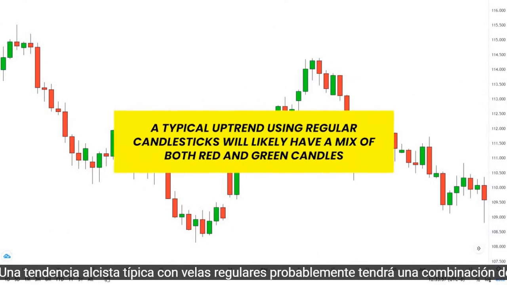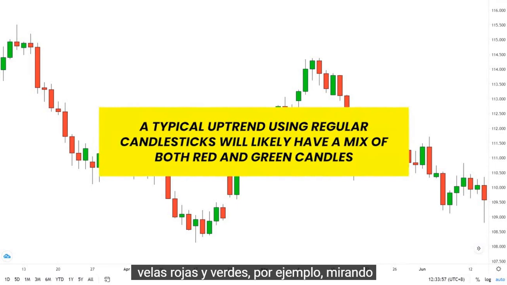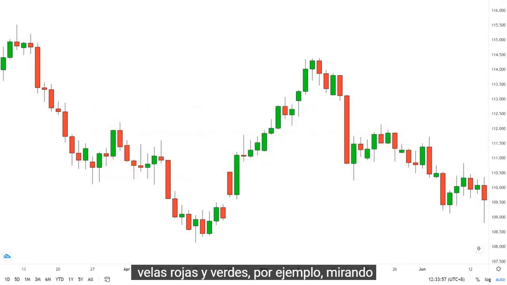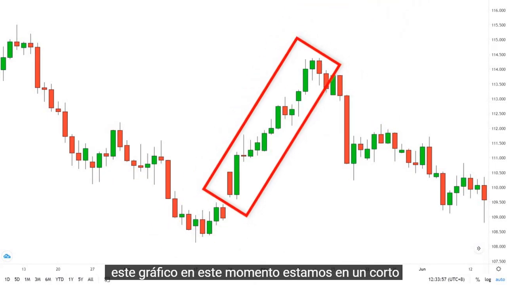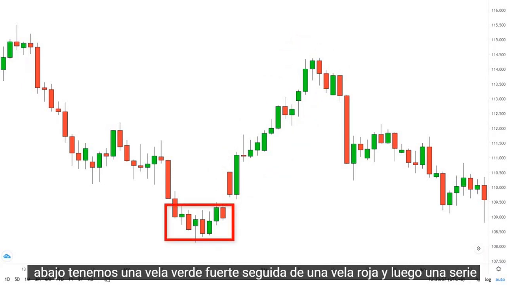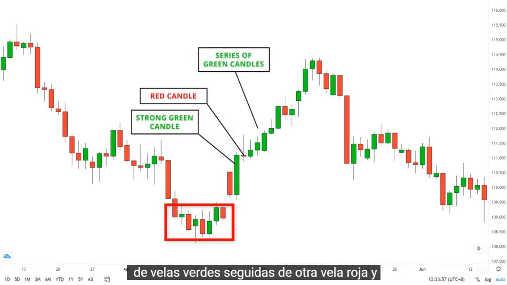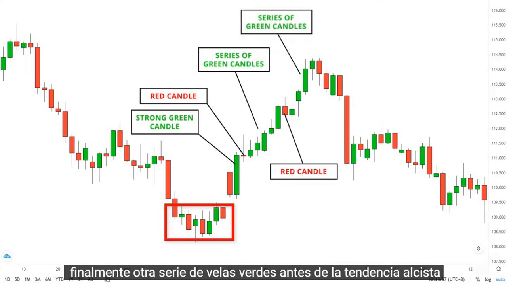A typical uptrend using regular candlesticks will likely have a mix of both red and green candles. For example, looking at this chart, at this point in time we're in a short-term uptrend. We have a small consolidation at the bottom, we have a strong green candle followed by a red candle, then a series of green candles followed by another red candle, and finally another series of green candles before the uptrend ended. This is typical price movement on a regular candlestick chart.